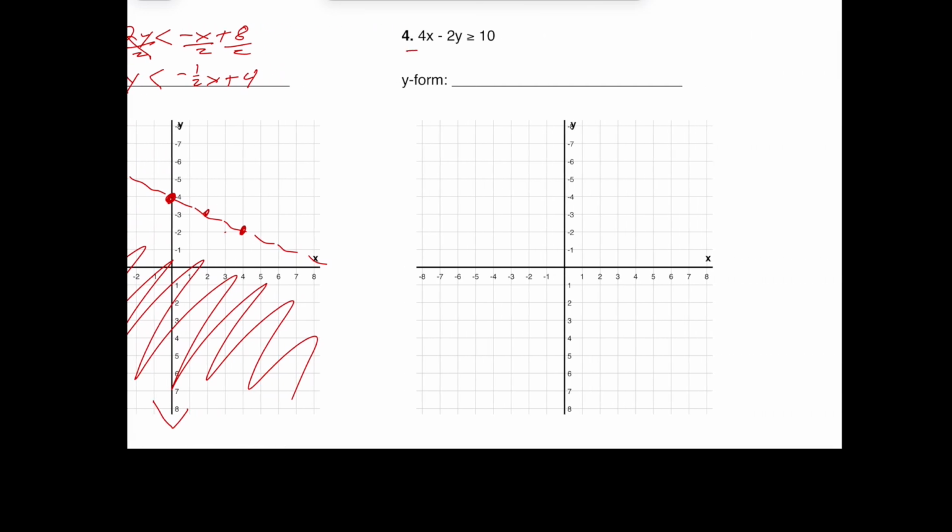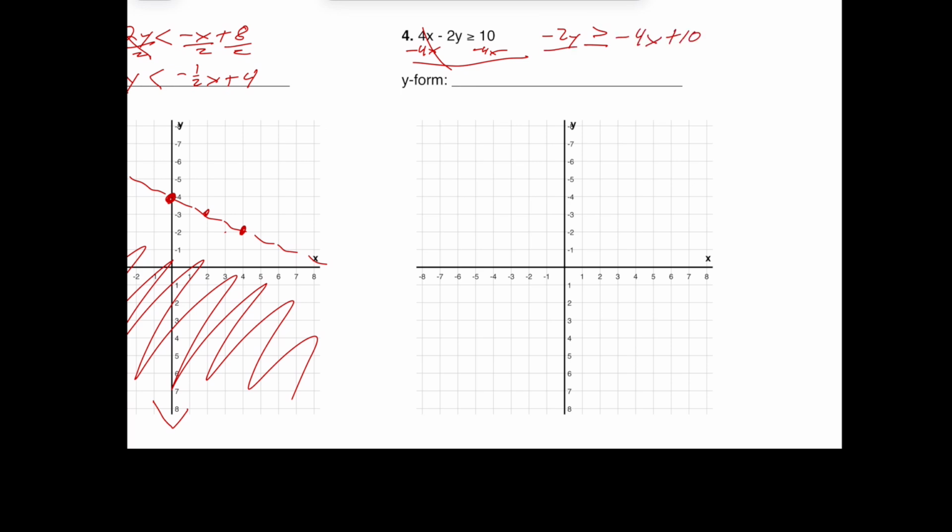I'm going to subtract 4x from both sides. I can subtract all I want without changing the sign, so all I get is negative 2y. Sorry, I can't write below. I don't have much room there, do I? Okay, so negative 2y is greater than or equal to, and I want to write my x next to stay within the form, 4x plus 10.